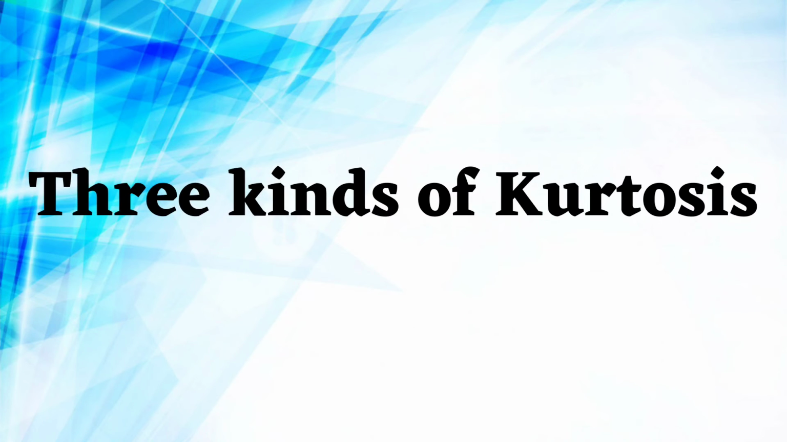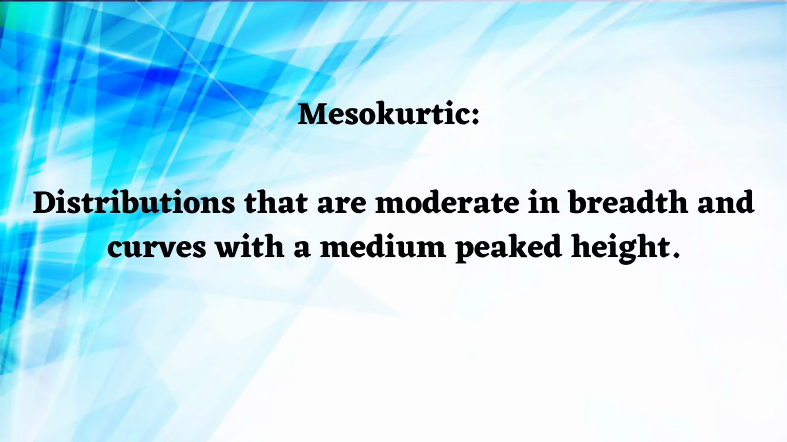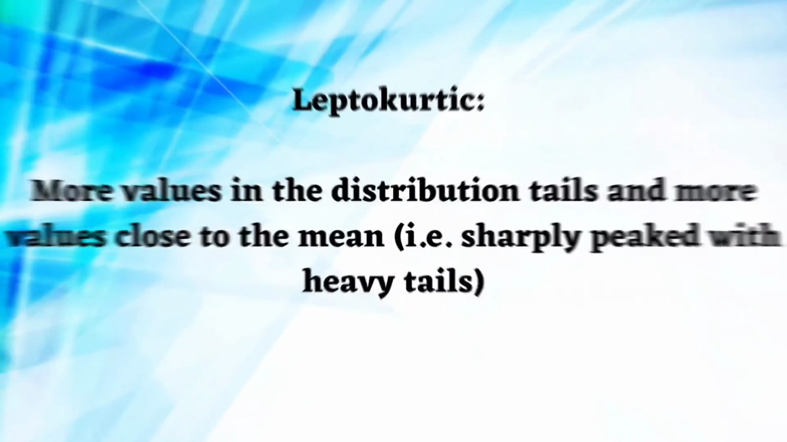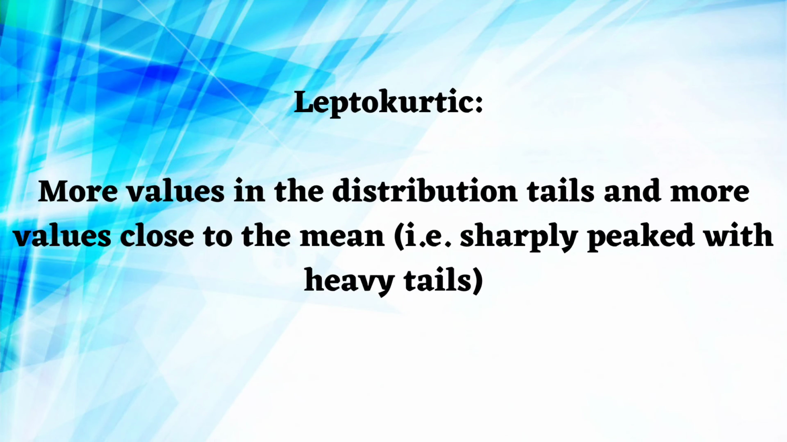There are 3 kinds of kurtosis. First is mesokurtic. Mesokurtic distributions are moderate in breadth and curves with a medium peak height. The second one is platykurtic. Fewer values in the tails and fewer values close to the mean. The curve has a flat peak and has more dispersed scores with lighter tails. And the last one is leptokurtic. More values in the distribution tails and more values close to the mean. Sharply peaked with heavy tails.